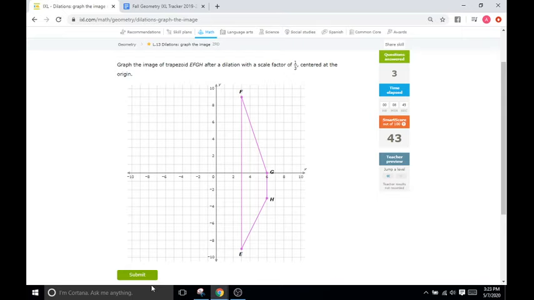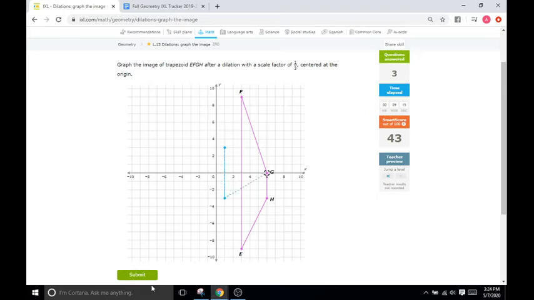We'll go to F, and F is at 3, 9. 3 divided by 3 is going to be 1, so right here, and 9 divided by 3 is going to be 3, so right here. That's going to be our first point, F. Then we will go to E. E is at 3, negative 9. 3 divided by 3 is 1, and negative 9 divided by 3 is negative 3, so right here.